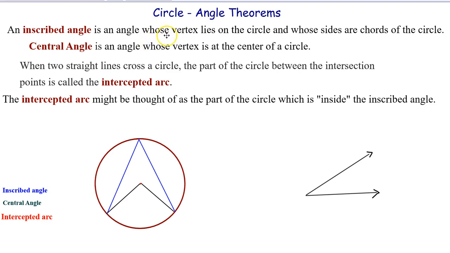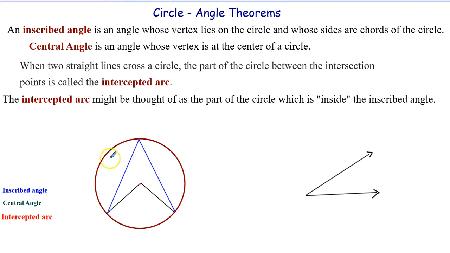The circle angle theorems. Before going into the theorems, we have to look at a few important terms that are involved in these theorems. The first one is an inscribed angle. What is an inscribed angle? An inscribed angle is an angle whose vertex lies on the circle and whose sides are chords of the circle.